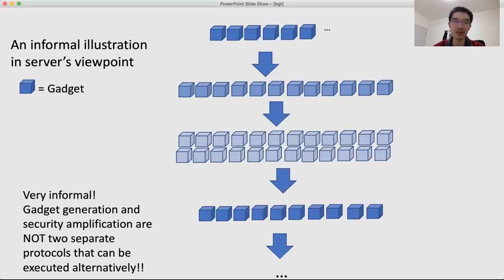Certainly, this is only a very informal illustration, and actually, gadget generation and security amplification are not two separate protocols. What we actually do is to use a weakly secure protocol as a sub-protocol to design a fully secure protocol as an upper level protocol.